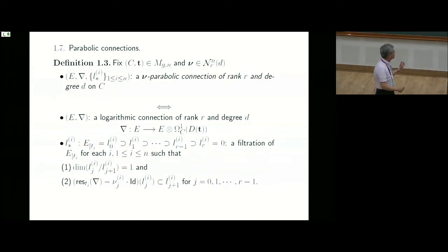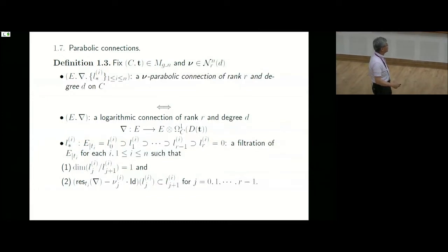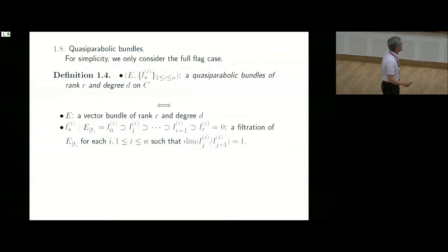Then this filtration gives you some basis for E at t_i, whose residue is some kind of upper triangular matrix with the ordered eigenvalues nu_ji, something like this. So you have some extra data about this filtration of the eigenvalues at t_i. The totality of the logarithmic connection and this filtration is called a nu parabolic connection of rank r and degree d on C. And also here I will go to the what?